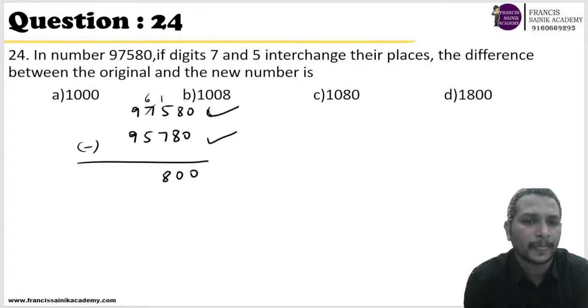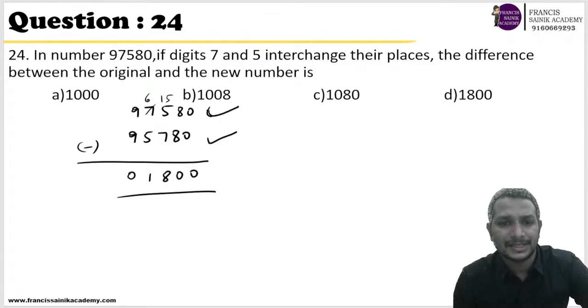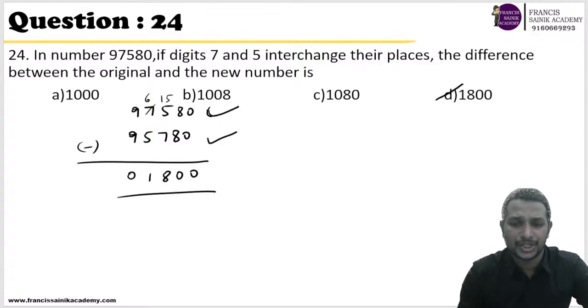Okay, got it as 1800. Okay, the answer is 1800, which is option D.